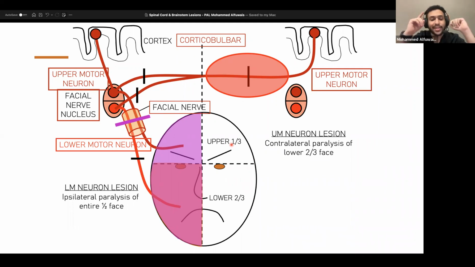The lower 2/3 isn't. Okay, it's only unilateral. So if it's just the corticobulbar tract that's damaged, one of them on the right side, you'll have the left side that's damaged. Okay, the contralateral lower half of the face, lower 2/3 of the face. So in the contralateral lower 2/3 of the face, the forehead is spared. So that's how you're going to have it in a clinical case, that the forehead is fine. Okay, is that clear?